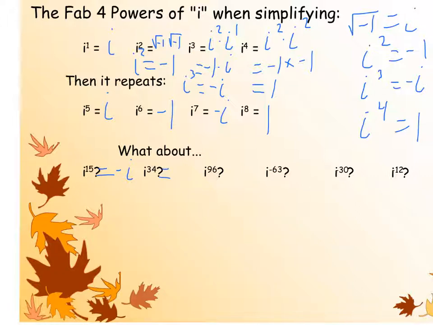I to the 34th. Again, what I'm after here is where is the closest multiple of 4? That would be 36. Okay, 36 is a multiple of 4. 34 is 2 less than that multiple. Okay, so had it been I to the 36th, that would have equaled 1. I to the 35th would equal -I. I to the 34th power is equal to -1.